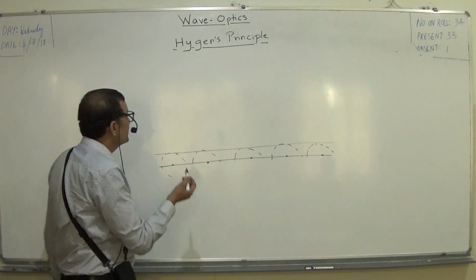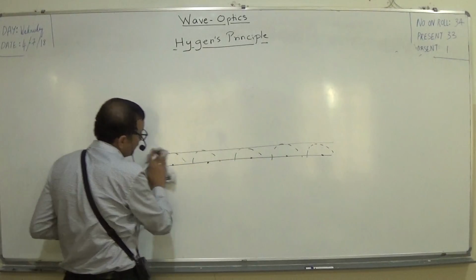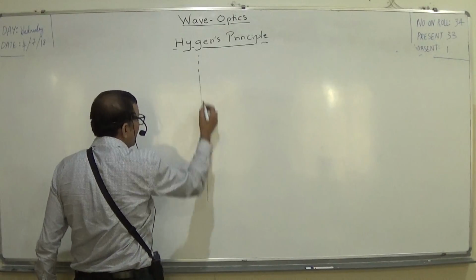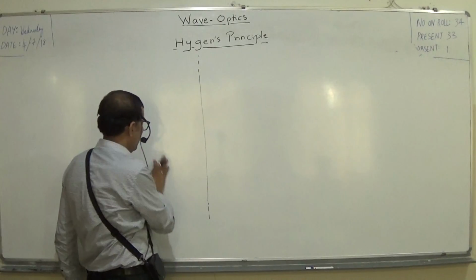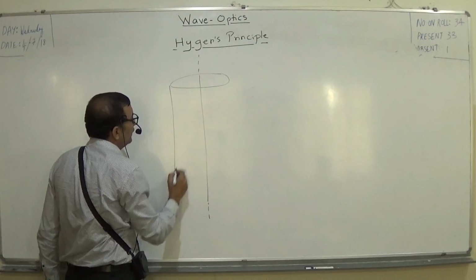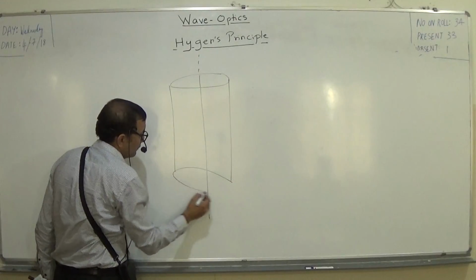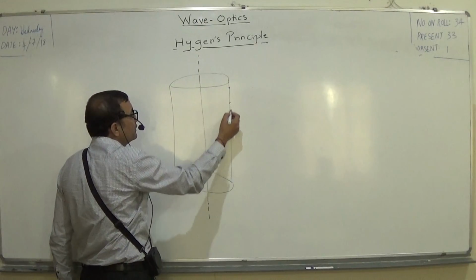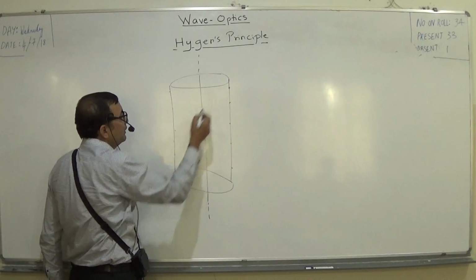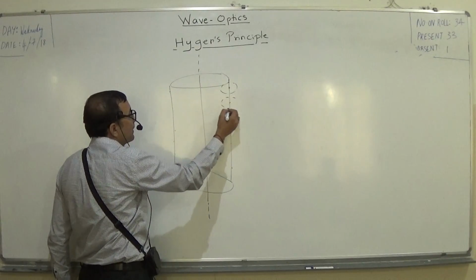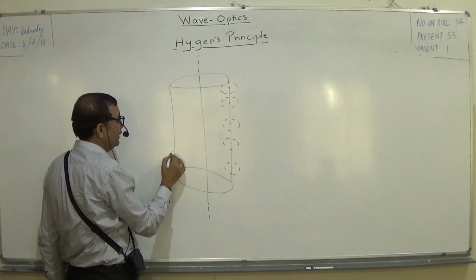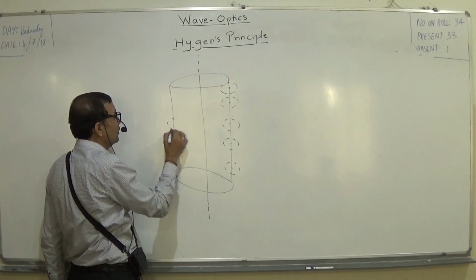Fine? Like this. And suppose you have a line source of light, okay? It emits light everywhere, okay? So how will the wavefront be? The wavefront will be cylindrical. Fine? Each point on the cylinder will be a source. Fine? So like this, if you draw, now I am able to show only two lines of a cylinder.